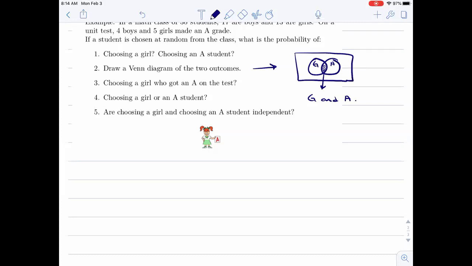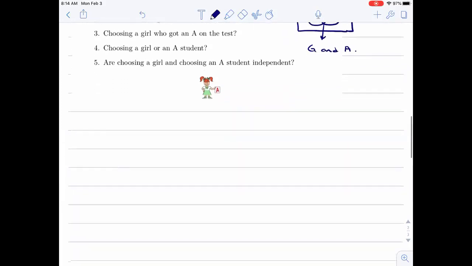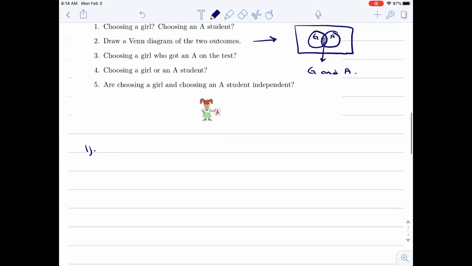Everyone outside, those are boys that didn't get A's. Right? So you can draw a Venn diagram. I think it might be more helpful if we have a look at the two-way table, the contingency tables that we've seen before. And so instead, let's talk about part 1.